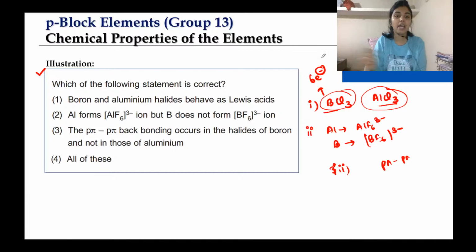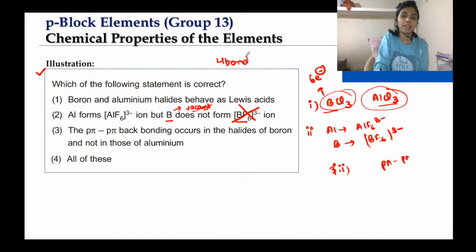Lewis acids. The second one is obviously true because boron does not have a vacant d orbital, right? So it can form a maximum of 4 bonds, but here it would be forming 6 bonds. So this compound is not possible because a vacant d orbital is not there for boron, and that is why it cannot expand its octet. It cannot make more than 4 bonds, right? Because it cannot accommodate more than 8 electrons. 4 bonds means 8 electrons.